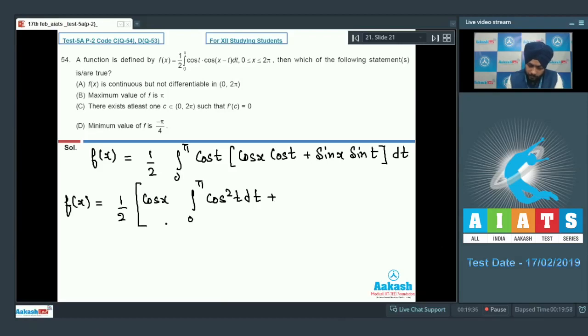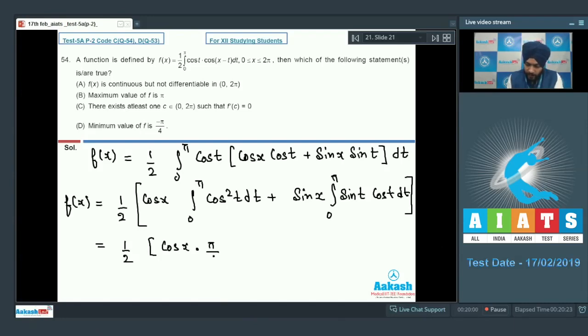plus sin x into the integral of 0 to pi sin t cos t dt, which ultimately means that it is 1 by 2 cos x into pi by 2 plus sin x into 0. So ultimately f(x) is a very simple function which is pi by 4 cos x. It is always continuous and differentiable.